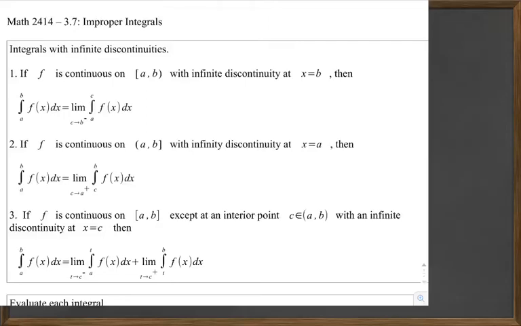Alright, this is the third video on improper integrals. So we're going to look at two examples. We'll go through the definition here of another type of improper integral. And these are integrals with infinite discontinuities.